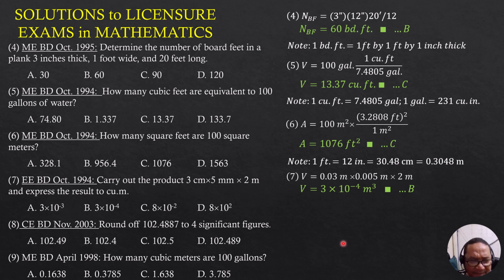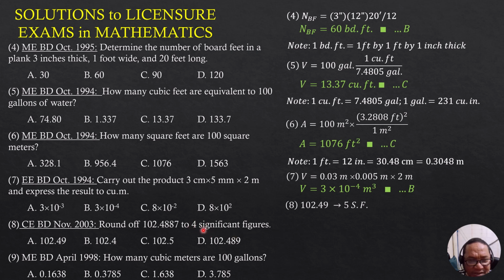Then problem 8, this came out in Civil Engineer Board exam, November 2003. Round off 102.4887 to 4 significant figures. So the first one is 5 significant figures. The zero in between two significant figures is a significant figure. So 1, 2, 3, 4, 5. So there are 5 significant figures.